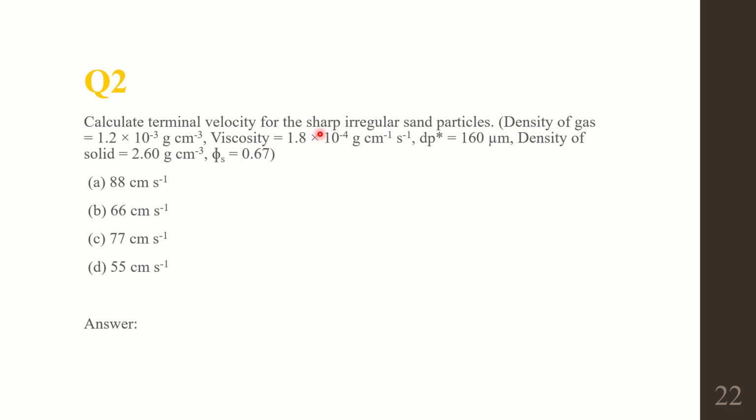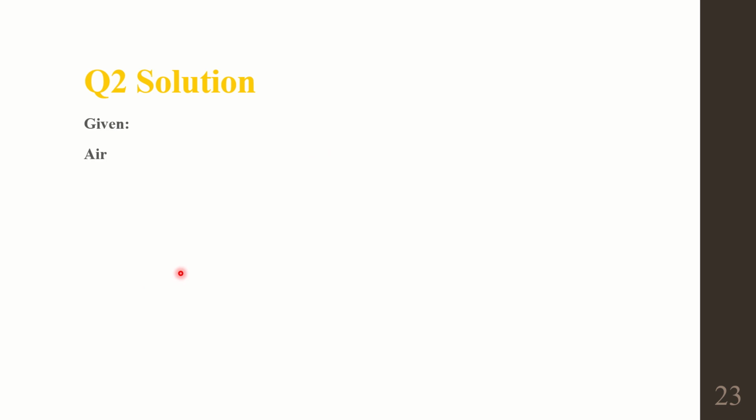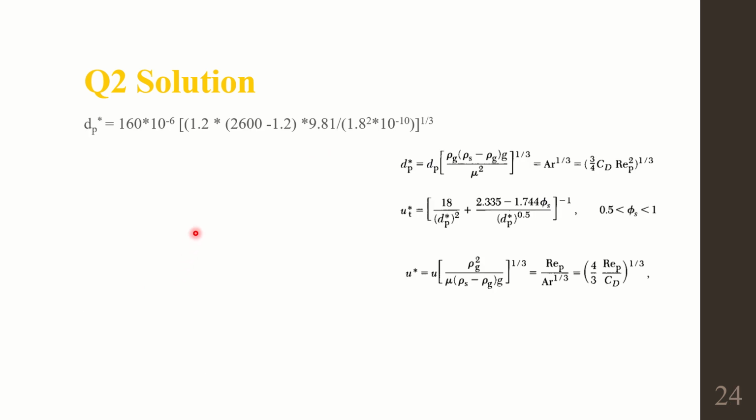We will see how to solve this. The diameter of the particle dp is given as 160 micrometer, but we need to find the dimensionless diameter, which is dp into the whole power of 1 by 3 of rho g into rho s minus rho g into g by mu square, where it is the Archimedes number power 1 by 3. Substituting here, we get dp star as 7.28.